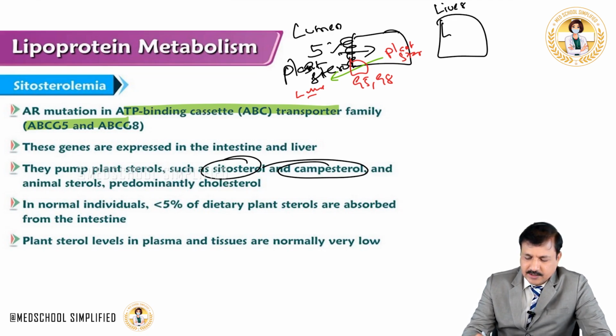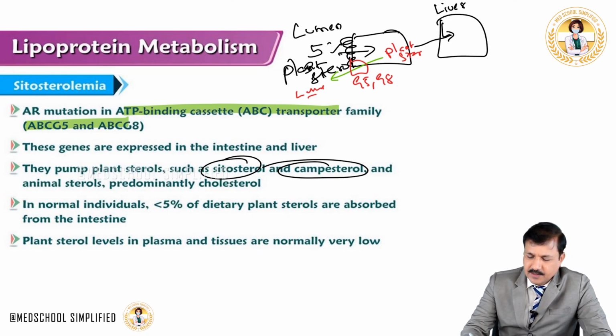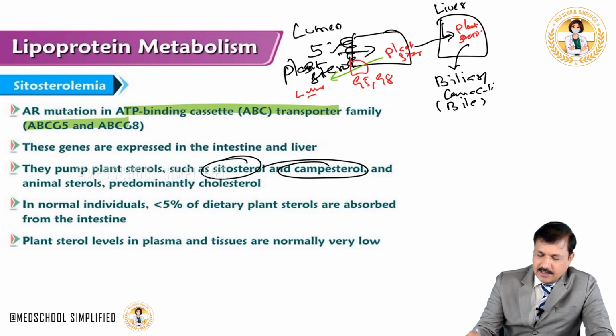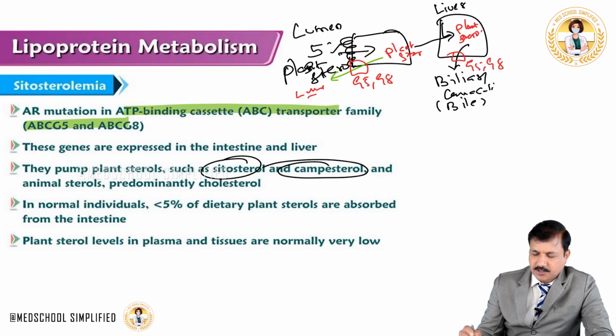I'm going to connect that to the liver now. So plant sterols are taken up by the liver. So plant sterols are there in the liver. Now these plant sterols from the liver will be pumped back into the biliary canaliculi. That means bile. And that is done by, again, the ABCG5 and G8 transporter.